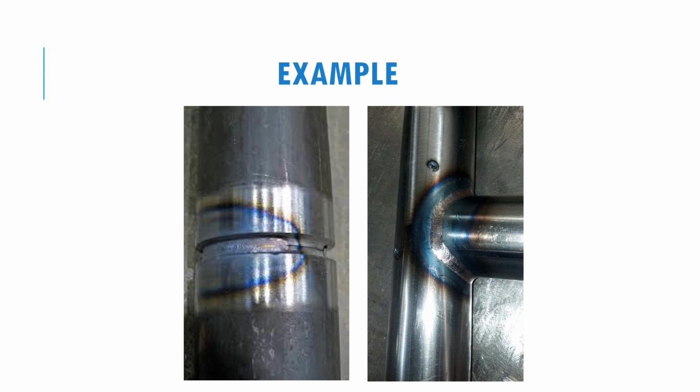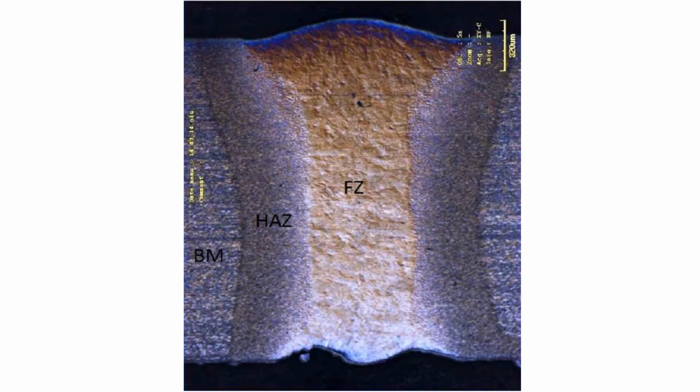Here is an example where the heat affected zone is very big. This is the heat affected zone, and here you will also see a burnt-looking area. If we cut into the cross section of the workpiece, you will see this is the fusion zone, where the melting happened, and this is the heat affected zone. You can see the difference in microstructure compared to the area that is not affected.